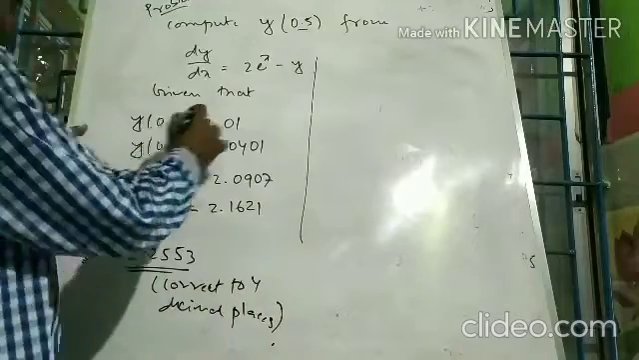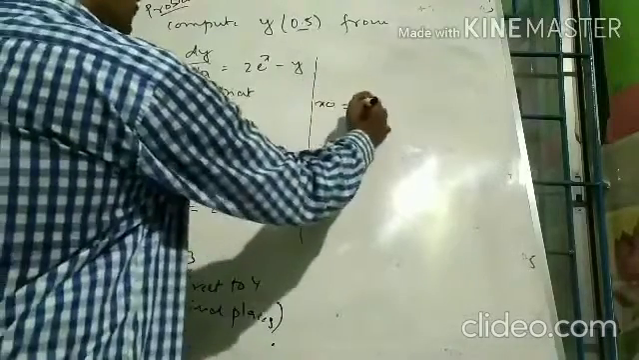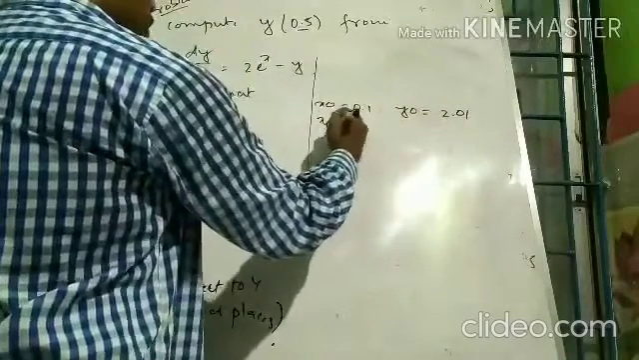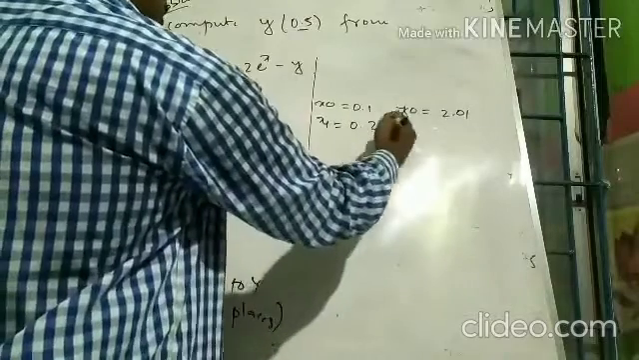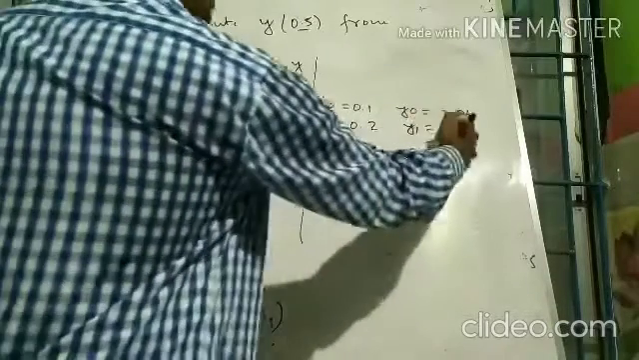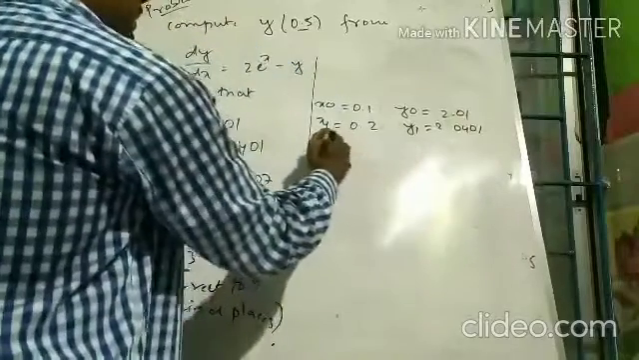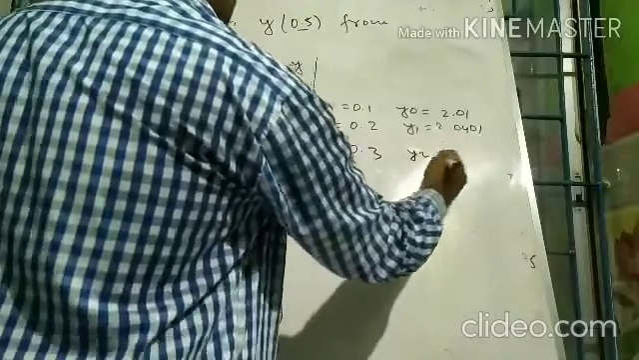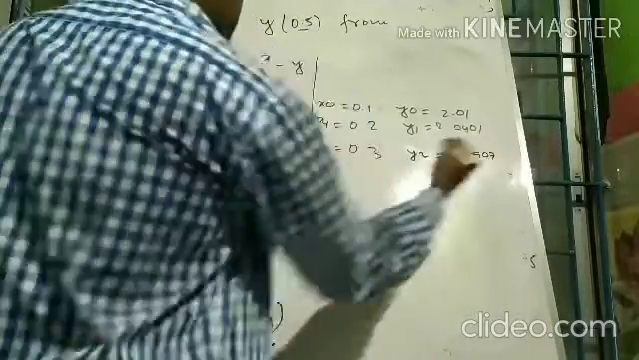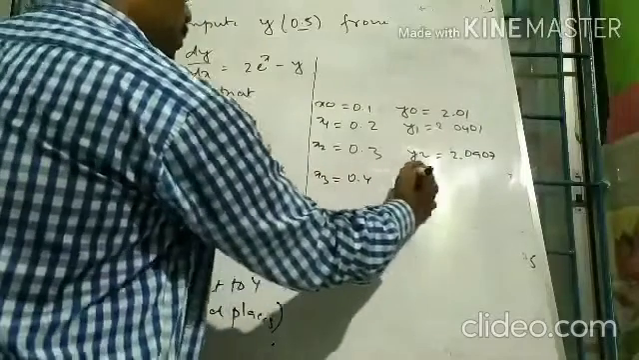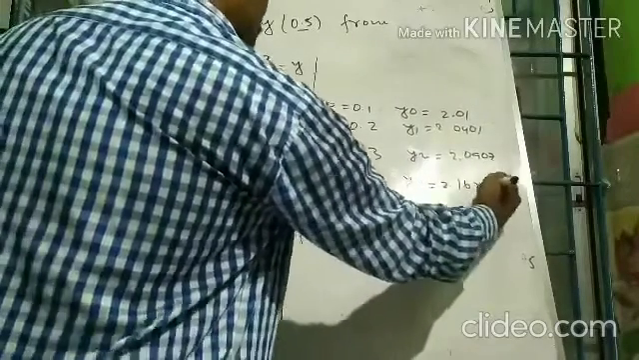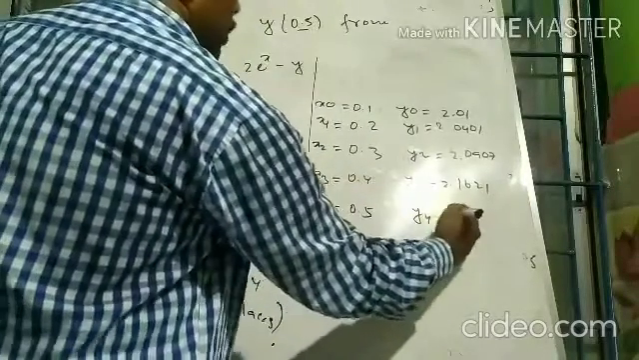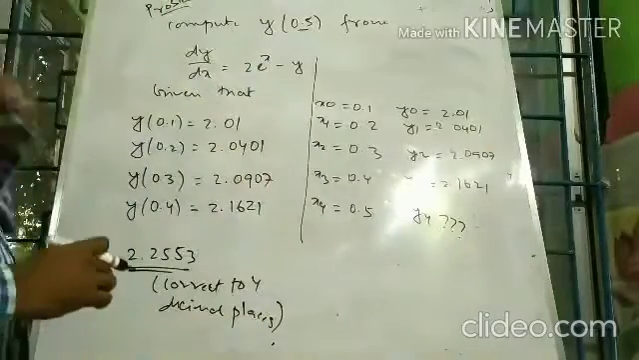So for this problem, x0 is 0.1, y0 is 2.01, x1 equals 0.2, y1 is 2.0401, x2 is 0.3, y2 is 2.0907, x3 is 0.4, y3 is 2.1621, and x4 is 0.5. You have to calculate y4.